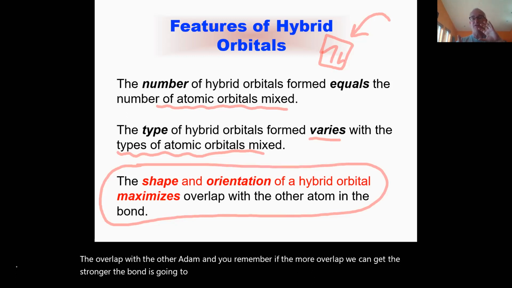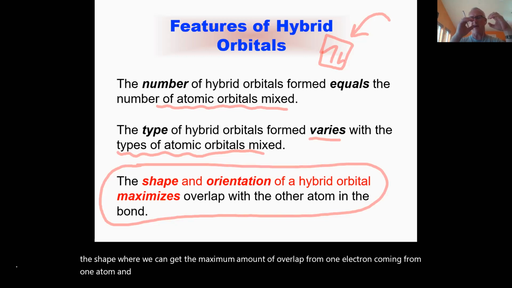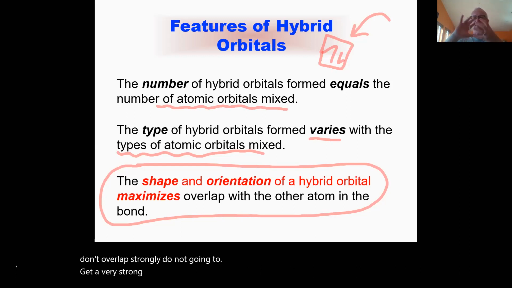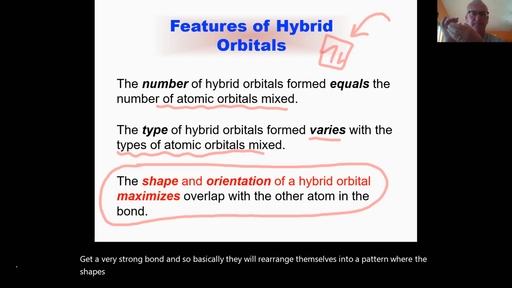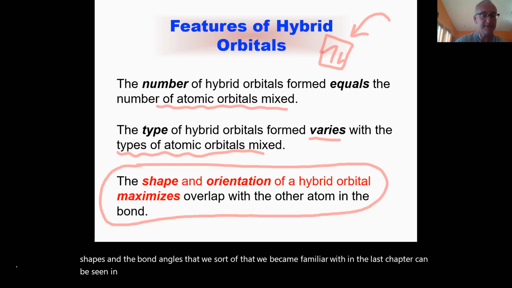So basically they're forcing these orbitals to take the shape where we can get the maximum amount of overlap from one electron coming from one atom and one electron coming from another atom when they're shared. Because if they don't overlap strongly, you're not going to get a very strong bond. And so they will rearrange themselves into a pattern where the shapes and the bond angles that we became familiar with in the last chapter can be seen in these hybrid orbitals.